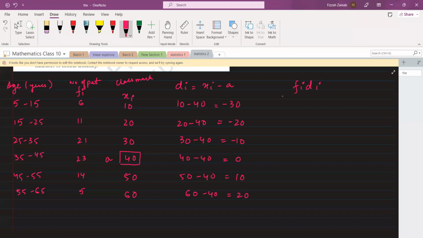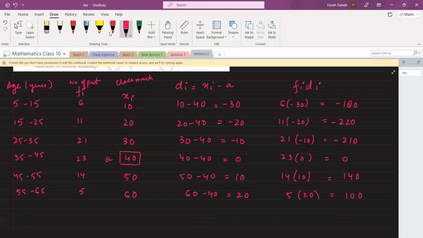All right, so 6 into minus of 30. Then next will be 11 into minus of 20. 21 into minus of 10. Then 23 into 0. 14 into 10. 5 into 20, right? So 6 into 3 is 18, minus 180. This will become 0, you can write, and then 22 minus of 220. This will become minus of 210. This is 0. This is 140. And this is 5 into 2, 10, so 100.